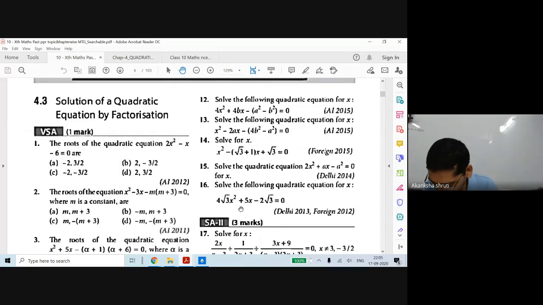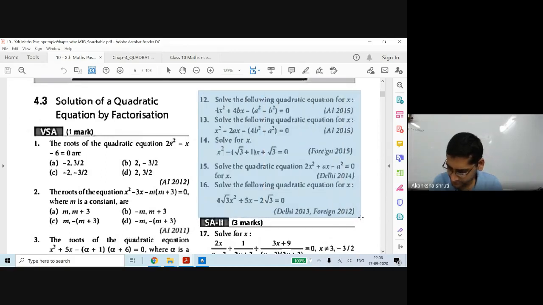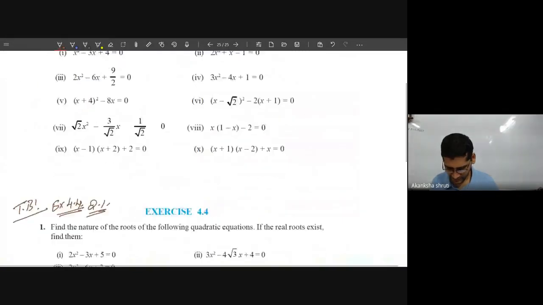So students, in addition to that, we have irrational numbers. So irrational-related questions are also asked. So let me just copy this. So these are the other questions.